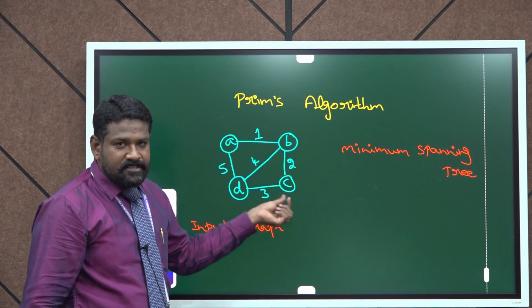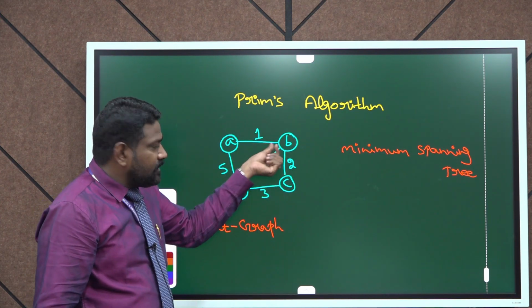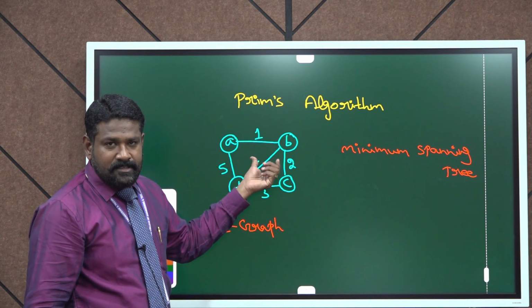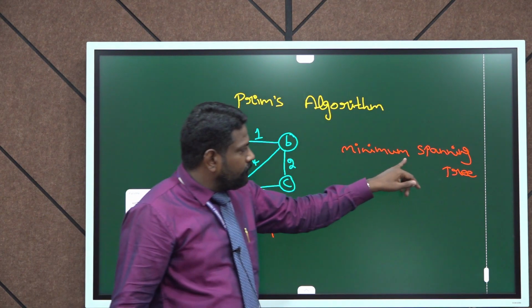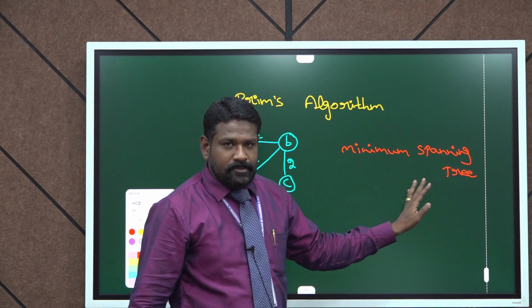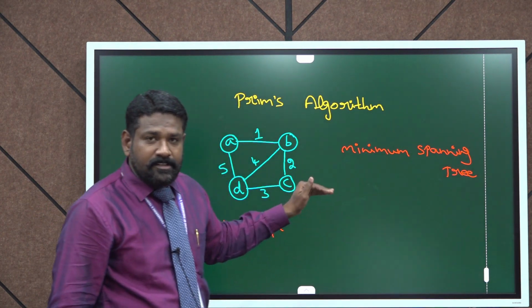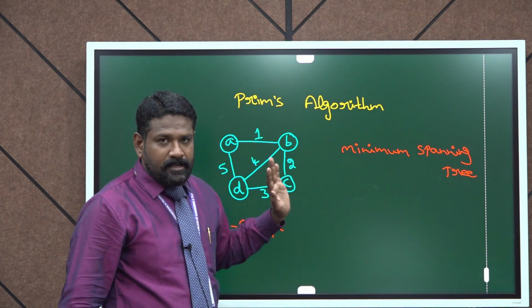Connected means all the vertices are connected. And undirected means the edges have no direction between two vertices. So it is a weighted, connected, undirected graph. For this graph, we have to find the minimum spanning tree. That is the problem we are going to discuss today, and for that we are going to use Prim's algorithm.